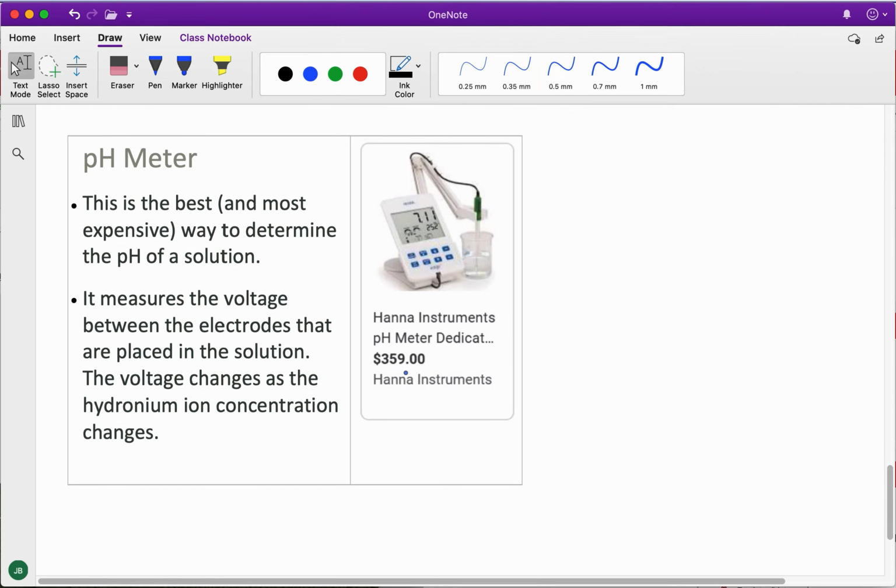Now, besides using pH paper, indicators, and litmus paper, you can get really fancy and also really accurate by using a pH meter. So this is going to be your most accurate and really the most expensive way to determine the pH of a solution. It measures the voltage between the electrodes that are placed in the solution. The voltage changes as the hydronium ion concentration changes. So this picture here is just something that I clipped doing a Google search, and you can see just how much a pH meter can run a person.